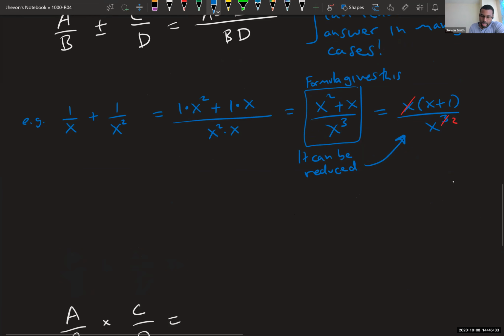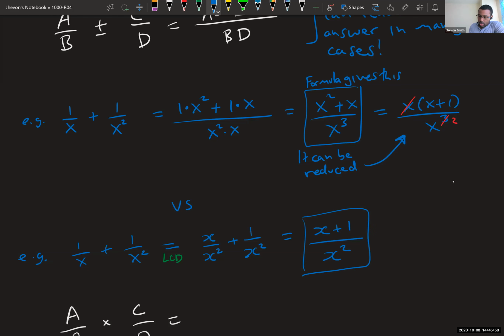Versus if I did 1 over x plus 1 over x squared and instead I went through creating the LCD. So I would multiply the first fraction by x over x, and then add these two. Notice that I get the reduced answer right away. So the LCD gives the reduced answer right away.